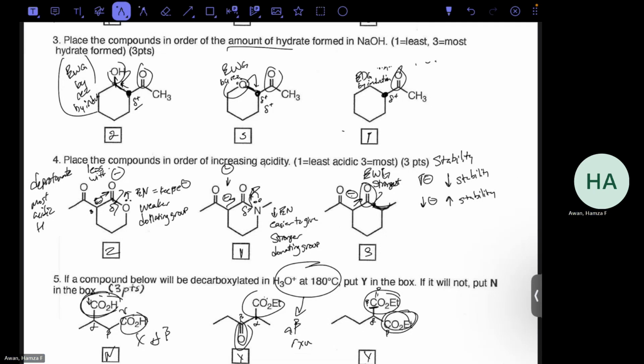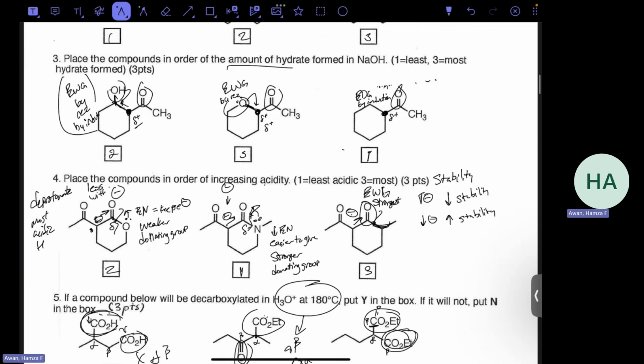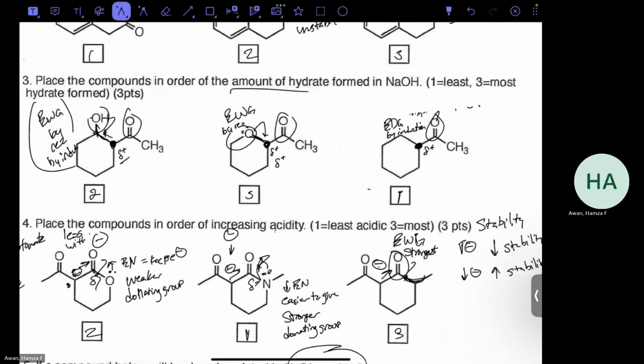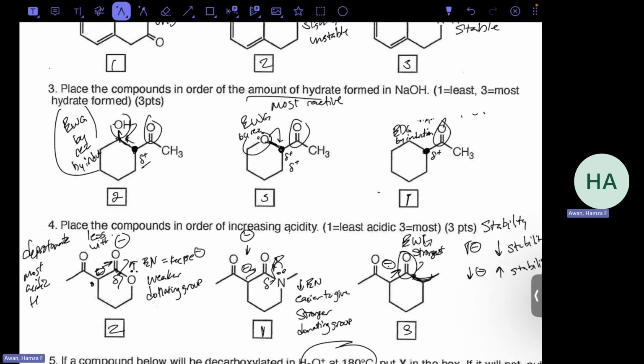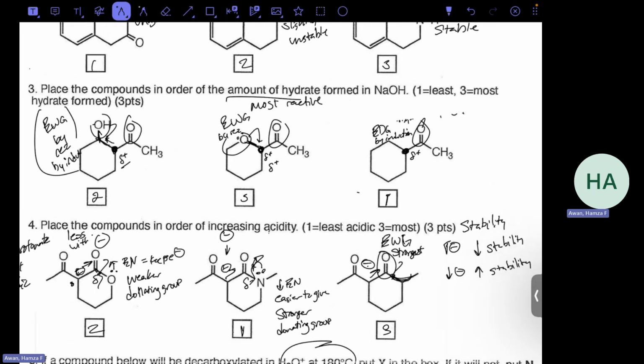Yeah. Number 3. Okay, so number 3. The amount of hydrate form is essentially just asking what is the most reactive. So let's just look at it like that. The most reactive one is going to have the highest partially positive charge, because that's going to make it more unstable.